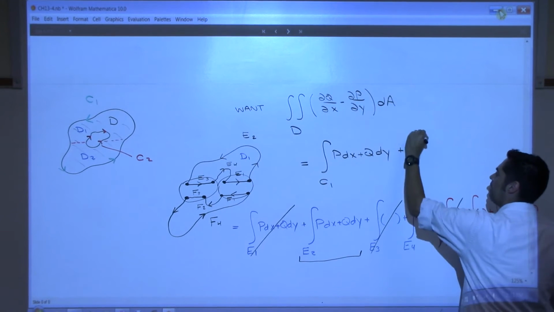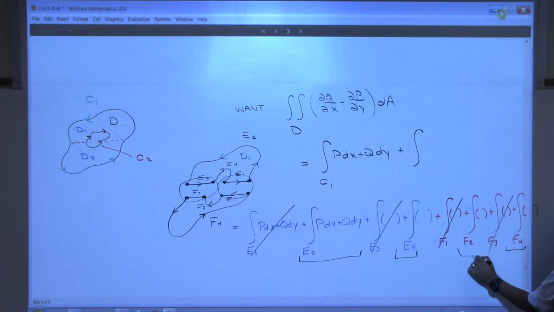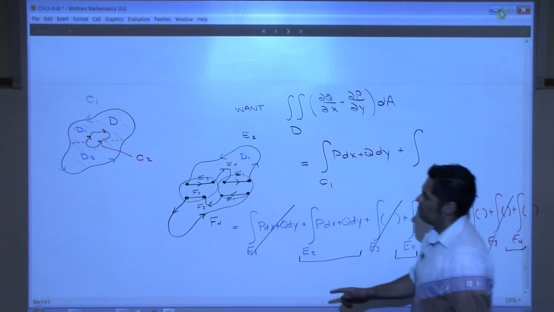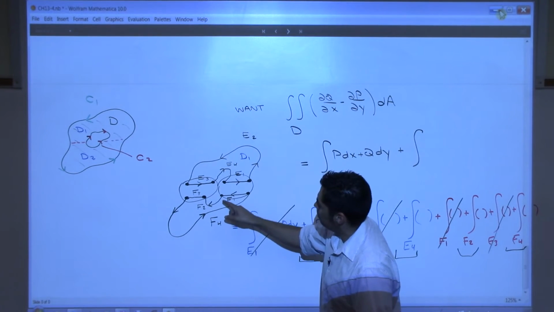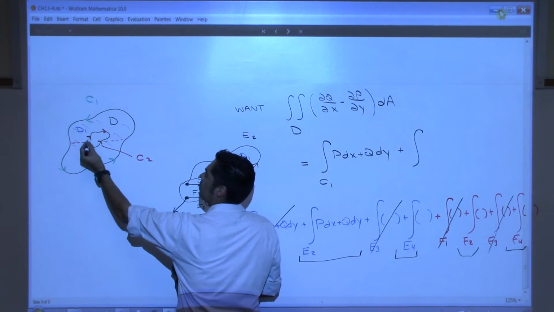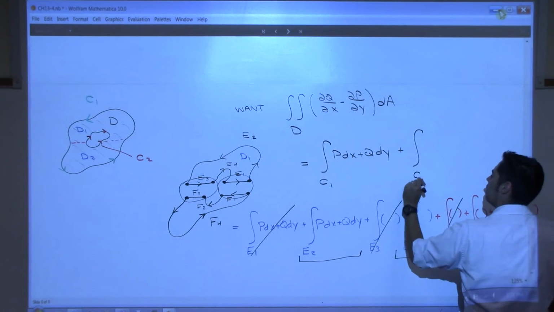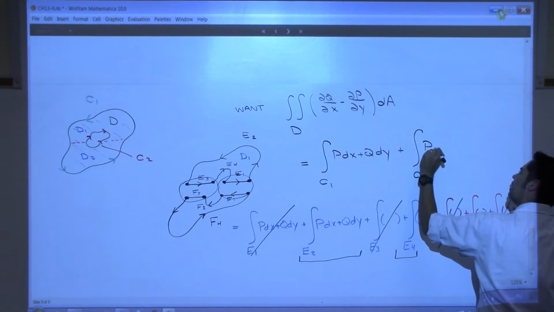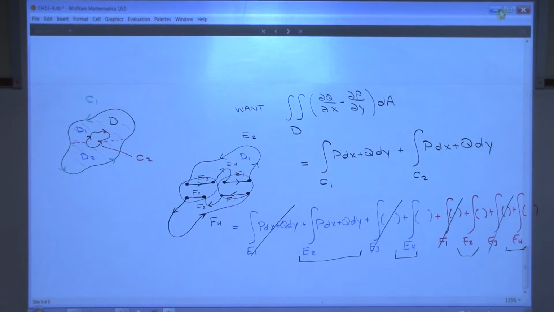Plus, now, what are the others that are left? What's E4 and F2? Where is it? C2, right? It's this right here. E4 continuing on to F2 gives me C2. Understand? P dx plus Q dy. That's it. Okay, now that may not seem like a big deal, but it's going to help us out here quite a bit in just a second.